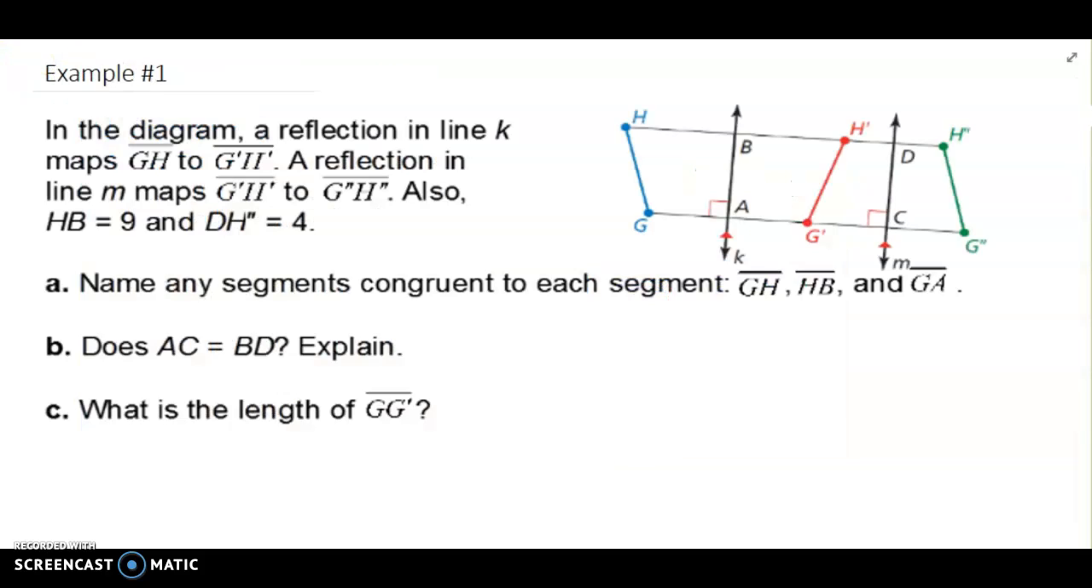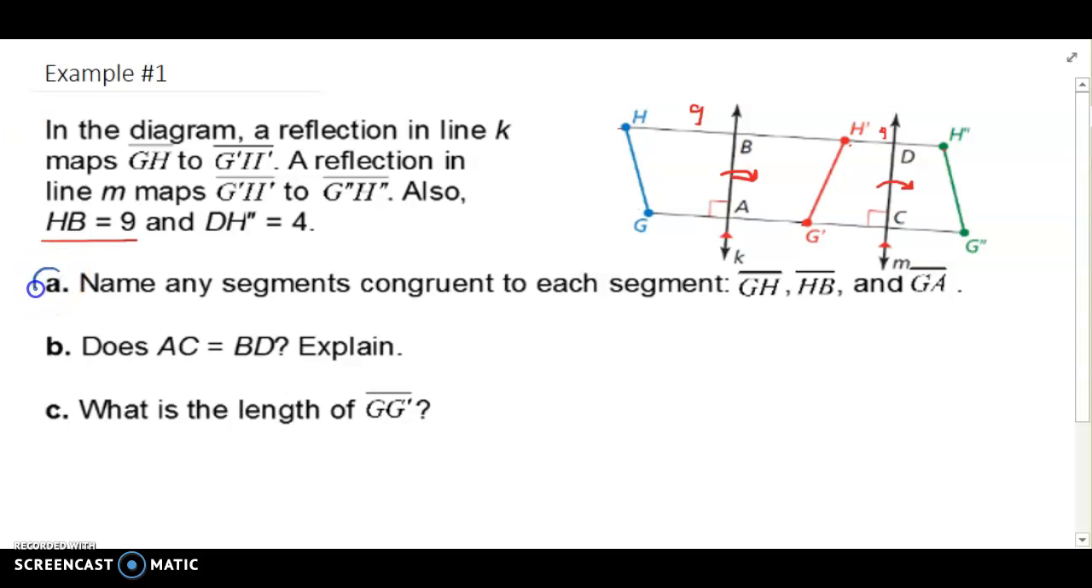All right, let's look at example 1. It says in the diagram, a reflection in K maps GH to G prime H prime. So we take HG, we reflect it over this line, we get H prime G prime. Then we reflect it again over this line, we get H double prime G double prime. Okay, and then it goes on to tell us that HB is 9 and DH double prime, so this here, is 4. All right, so now we're going to do A, B, and C.